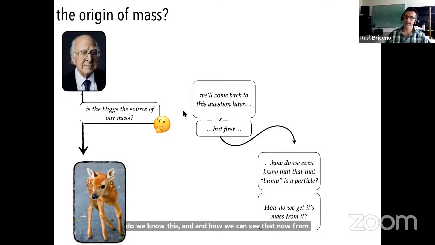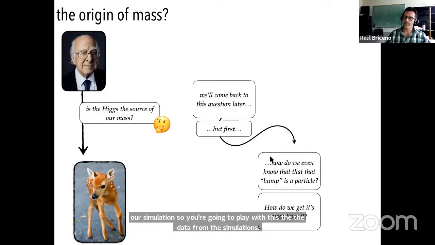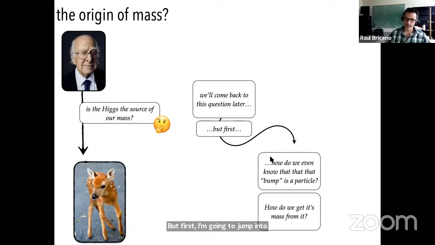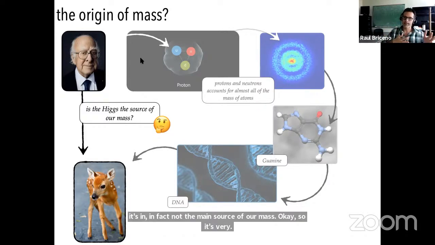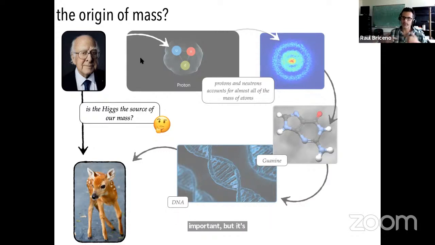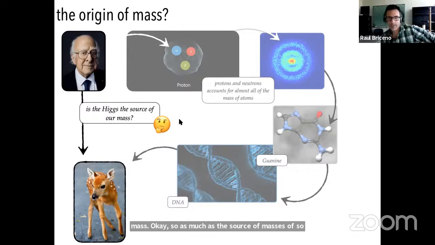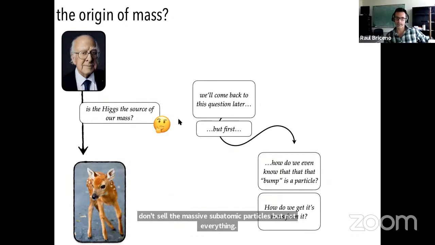So you're going to play with the data from these simulations. But first, this tells you that the Higgs is important. It's important because it brings the Standard Model together. It gives the masses to the quarks and leptons, but it's in fact not the main source of our mass. Okay, so it's very important, but it's not the source of all our mass. It's the source of the masses of subatomic particles, but not everything. And so we'll come back to this later.